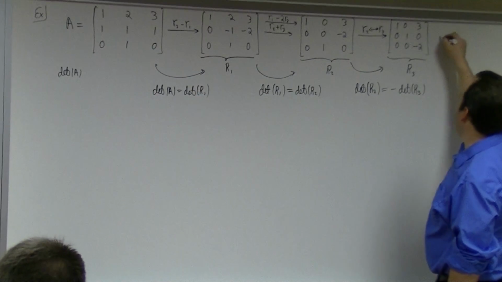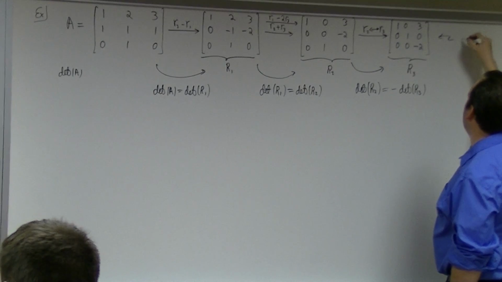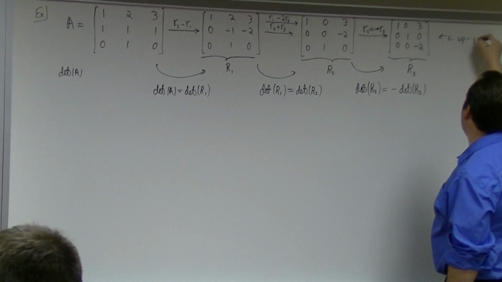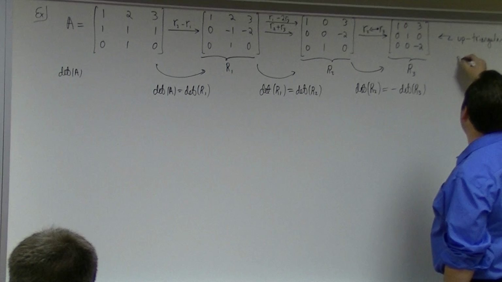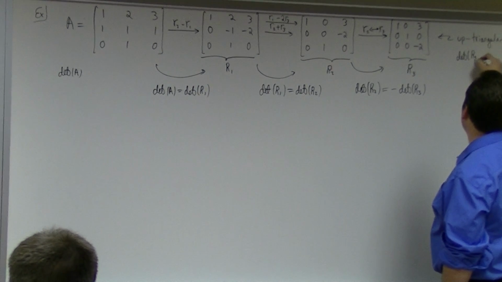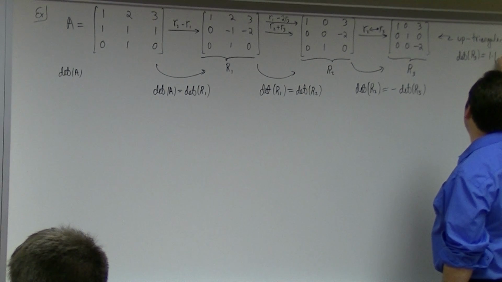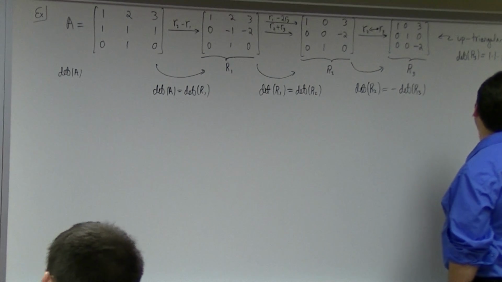Now this guy is not diagonal, excuse me, this is upper triangular. We have a theorem that tells us that the determinant of R3 is just the product of the diagonals, which is really nice. So it's 1 times minus 2, which is minus 2.